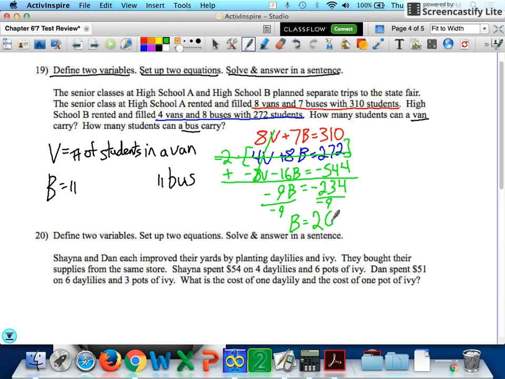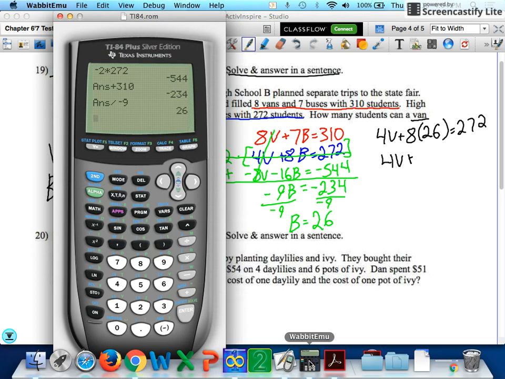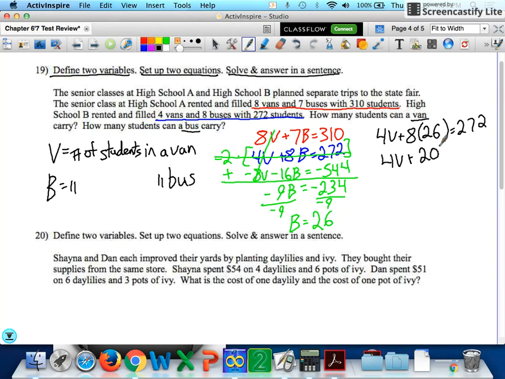26 indeed. Okay? What do I do with that? Well, I've got to plug it back into an original equation. Either one of these 2 equations you created would work. I'll use the second one. It looks like it's got a little bit of easier numbers. 4V plus 8B, but we know B is 26, equals 272. 4V plus, once again, more calculator work. Last number I entered was 26, so if I just do times 8, it'll do that last answer times 8. That's what I've been doing this whole time. And we get 208.